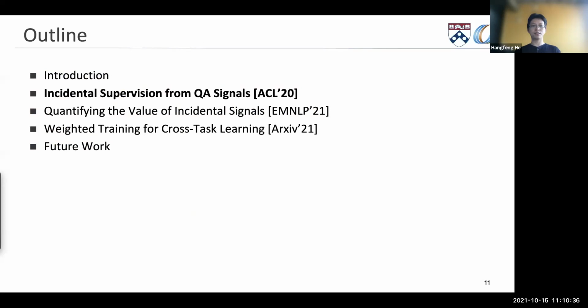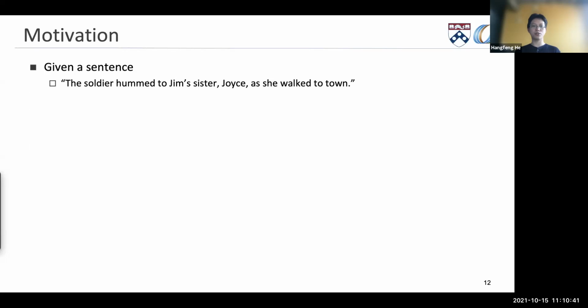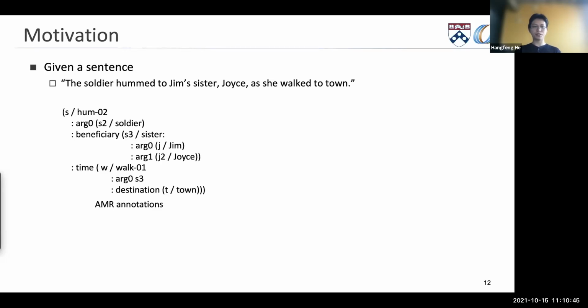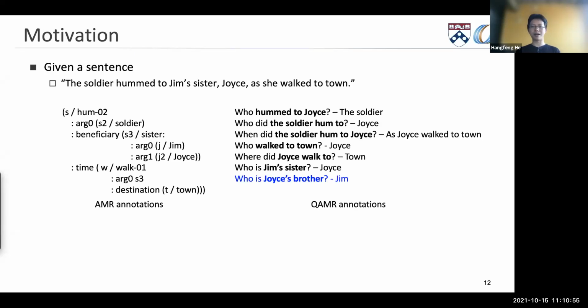Now let's look at the first part, incidental supervision from QA signals. Given a sentence, the soldier harmed Jim's sister Joyce as she walked to town. Traditional semantic representations such as abstract meaning representation, AMR, will have quite complex annotation for the sentence semantics. Fortunately, QAMR uses QA pairs to represent similar predicate argument structures. For instance, the first question, who harmed Joyce? The answer is the soldier. This QA pair indicates that the soldier is the A0 or agent for the harm.